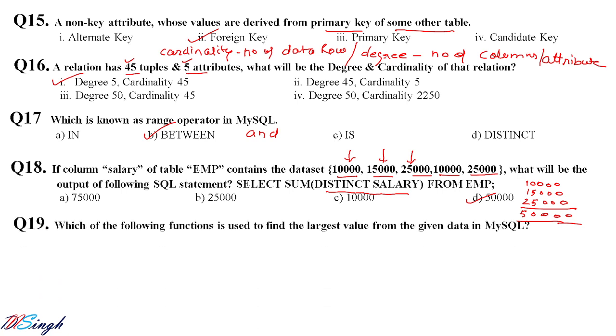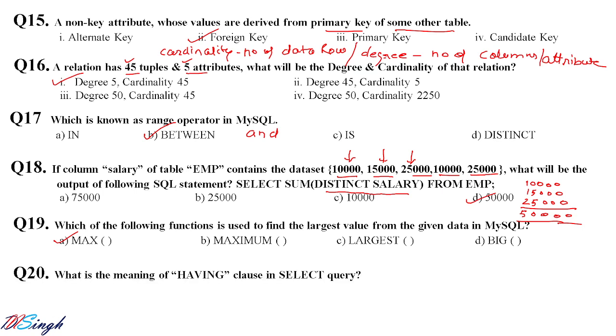Question number 19, which of the following functions is used to find the largest value from the given data in MySQL? So what is the name of the function? The name of the function is Max, and it is also an aggregate function to find the largest value in MySQL. Okay, what is the meaning of having clause in select query? Let us see the answer.